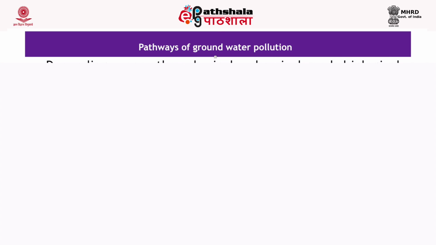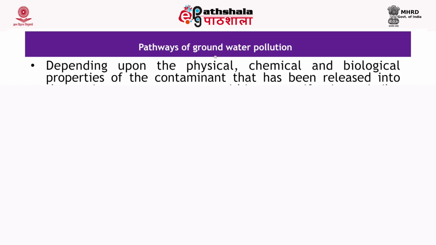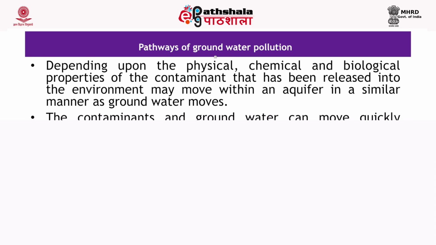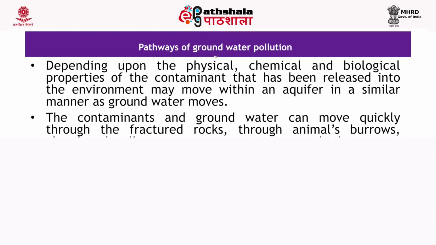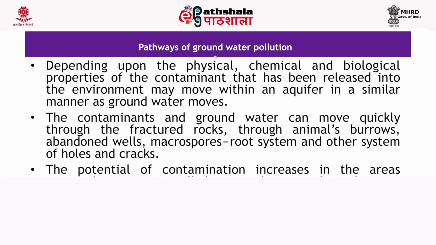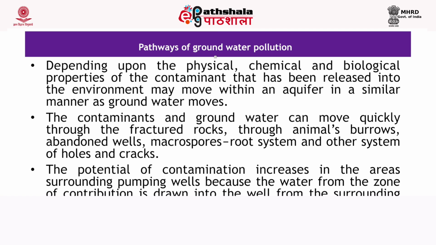The various groundwater pollution pathways depend upon the physical, chemical and biological properties of the contaminants that have been released into the environment, and may move within an aquifer in a similar manner as groundwater moves. These contaminants and groundwater can move quickly through fractured rock, animal burrows, abandoned wells, macropore root systems and other systems of holes and cracks. The potential of contamination increases in the areas surrounding pumping wells because the water from the zone of contribution is drawn into the well from the surrounding aquifer.